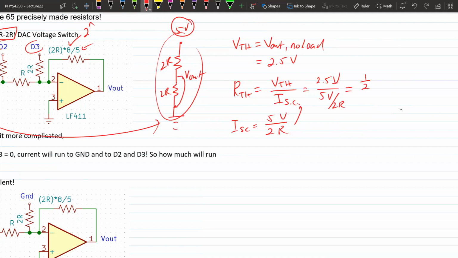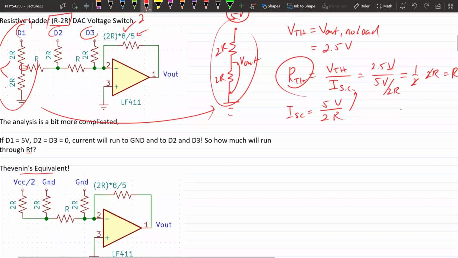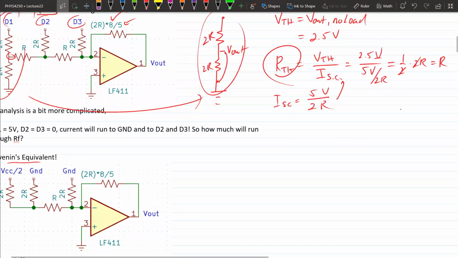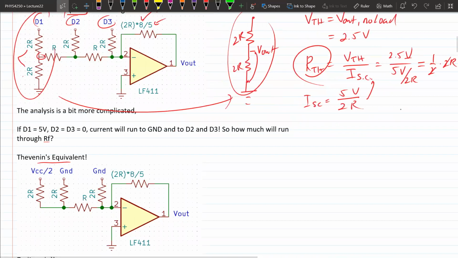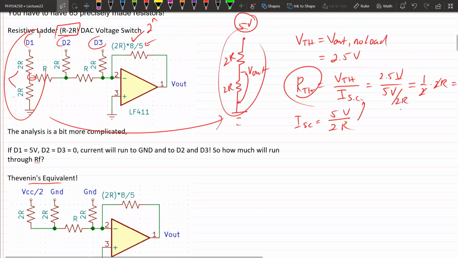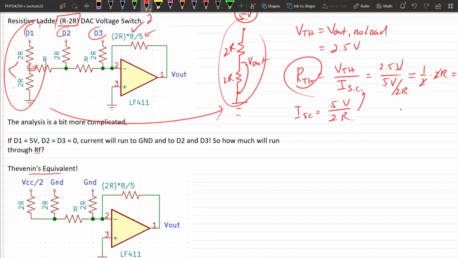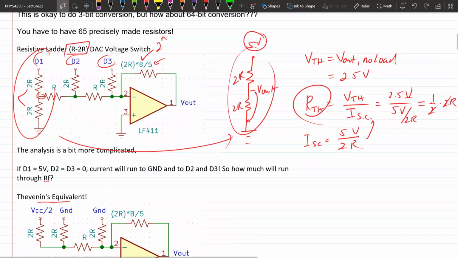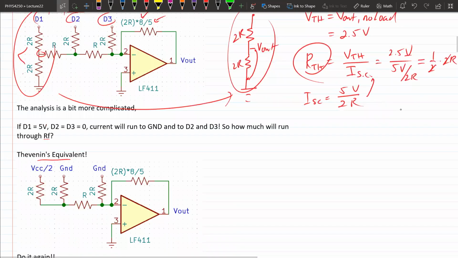So on top, you have 1/2. You've got fractions of fractions everywhere. This is 1/2 times 2R. These actually cancel out. So R Thevenin is actually R. So when you redraw this circuit, you plug this back in here.